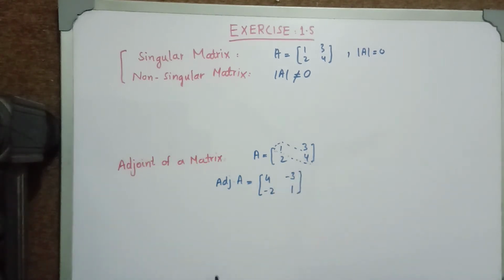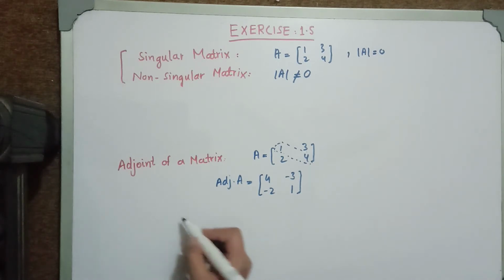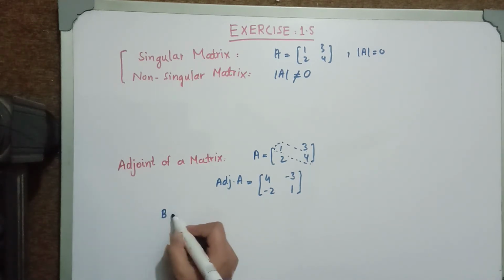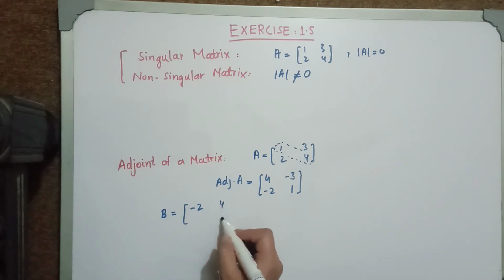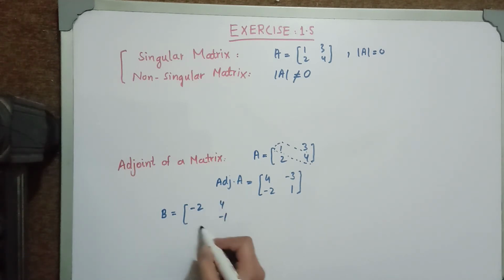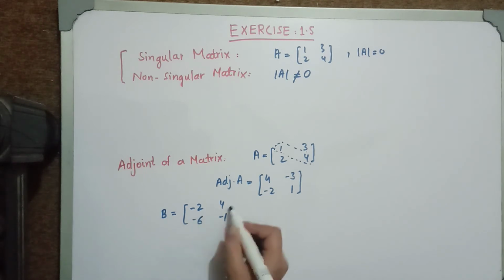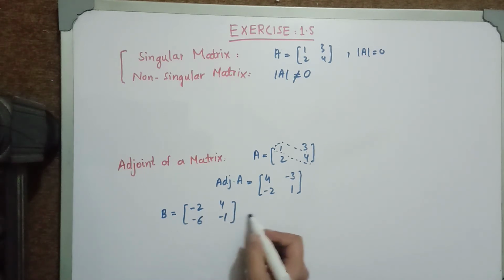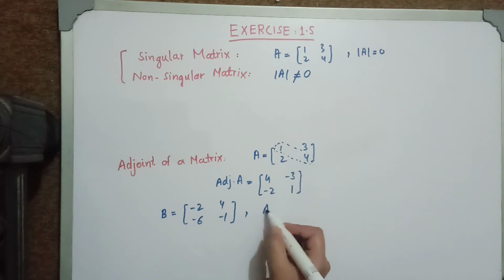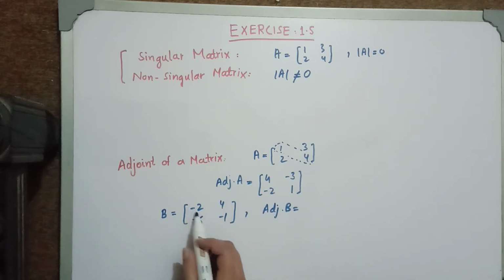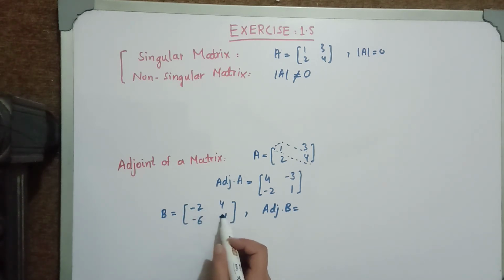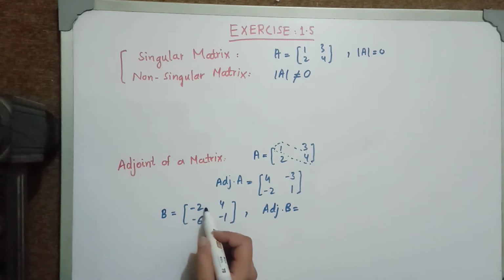Now let's find the adjoint of another matrix. Let's say I have a matrix B, which is equal to -2, 4, -1, and let's say here I have -6, right? Now let's find the adjoint of this matrix. As we know, firstly we change the position of these two entries. -1 will go here and -2 will be at the place of -1.